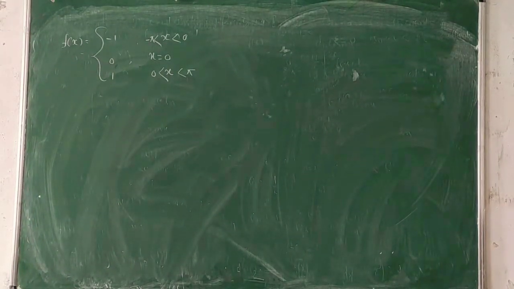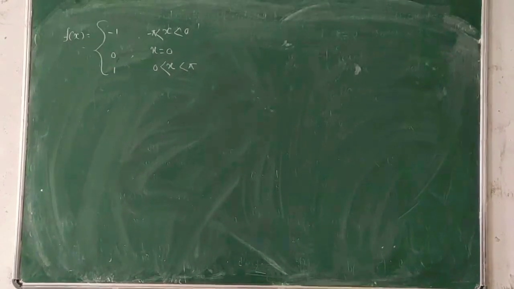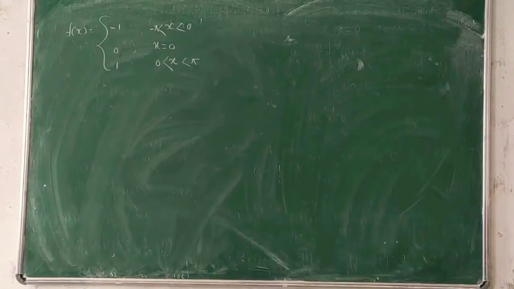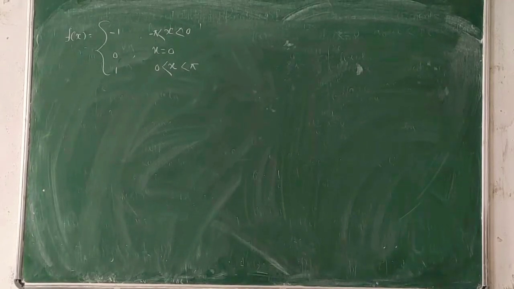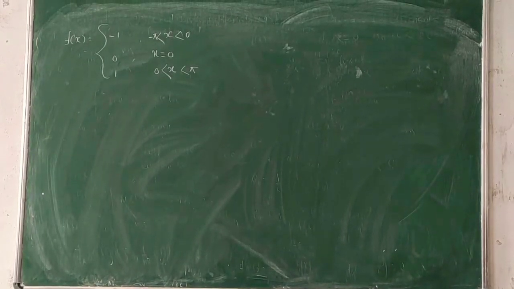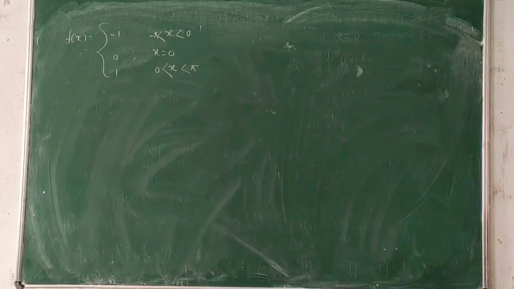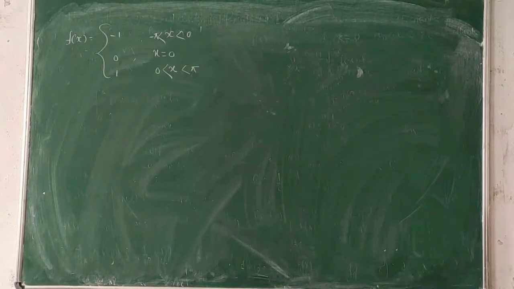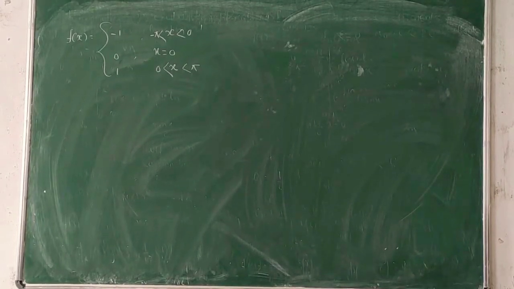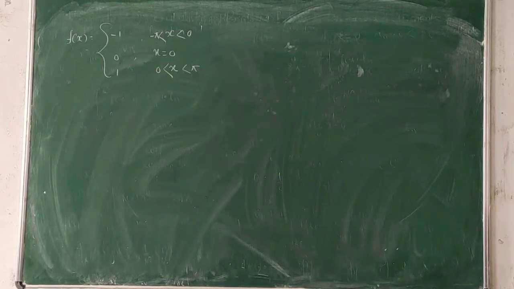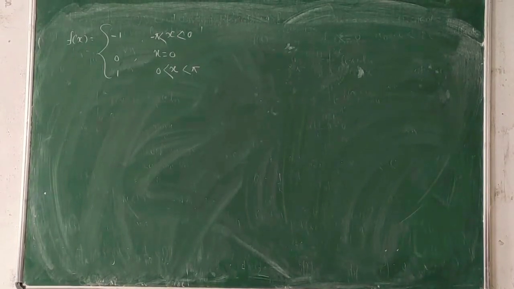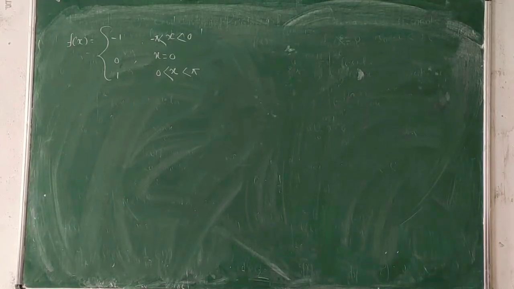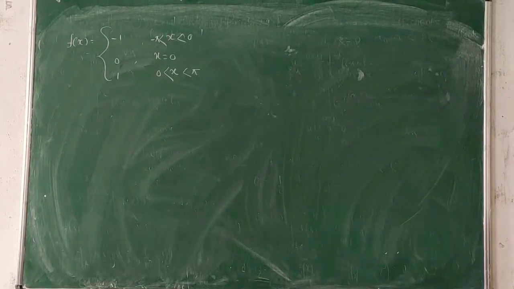Find the Fourier series for this typical function: f of x is equal to minus 1 whenever x lies within minus pi to 0, and whenever x is equal to 0, f of x is 0, and whenever x lies within 0 to pi, f of x is equal to 1. I am interested to derive the Fourier series expansion of f of x, and hence this result, that is pi by 4 is 1 minus 1 by 3 plus 1 by 5 like that.